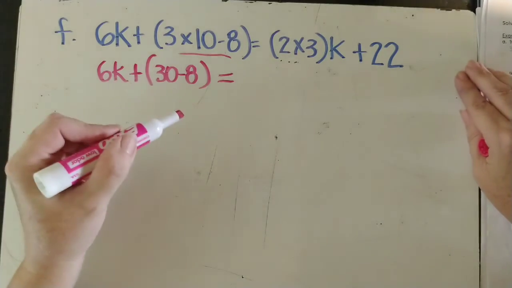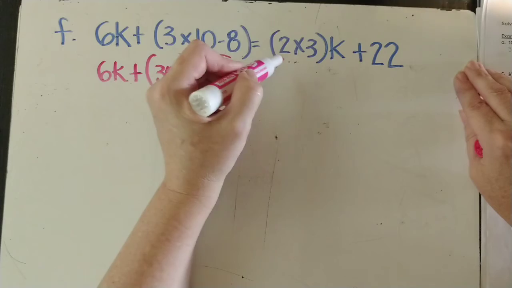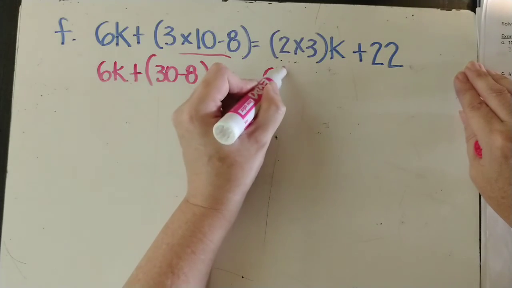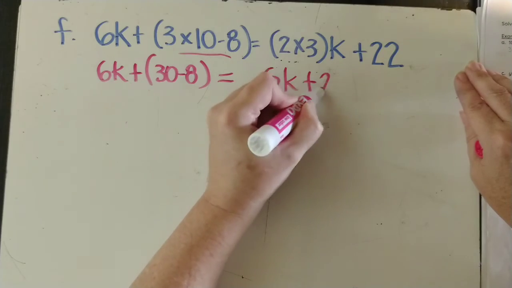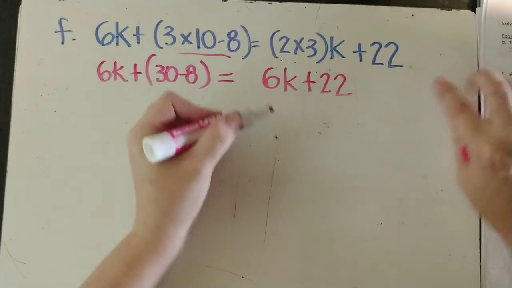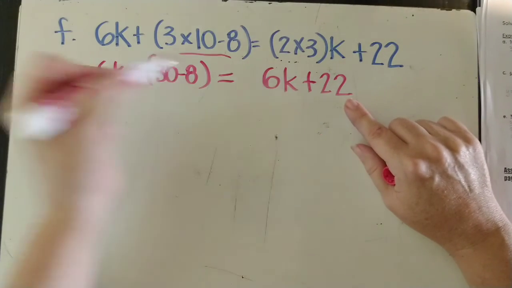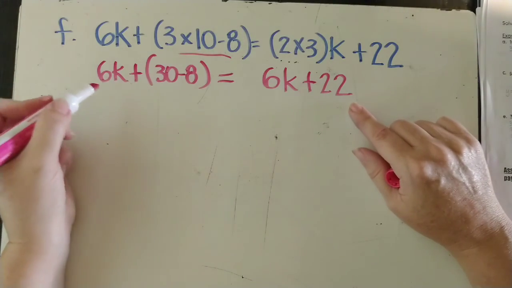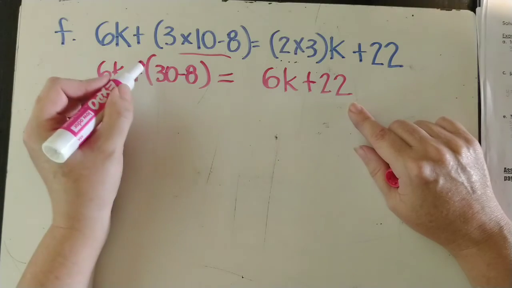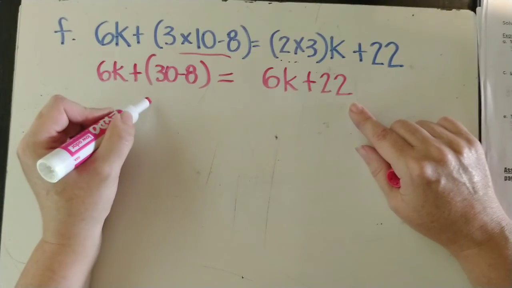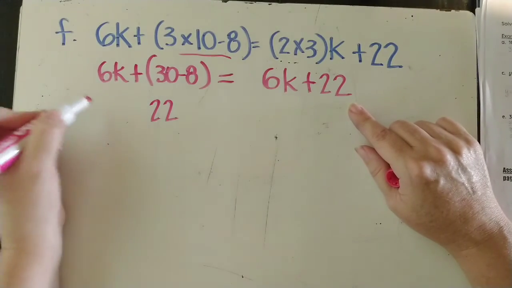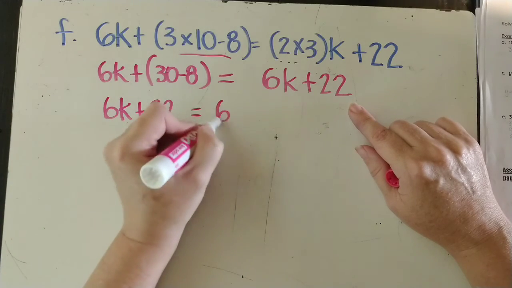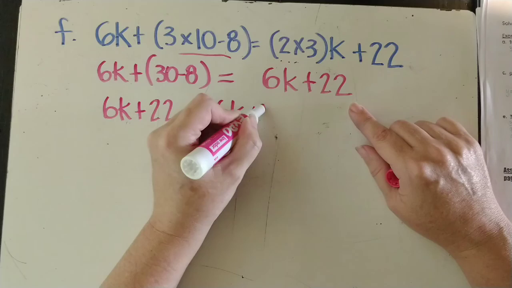I'm going to do this the other way, and I'm going to simplify over here. So I have 6k plus 22. This is simplified. I'm going to go back over here. Notice these weren't like terms, so we couldn't put those together. Bring down what 30 minus 8 is, 22. Bring down 6k plus 22. They are exactly the same.